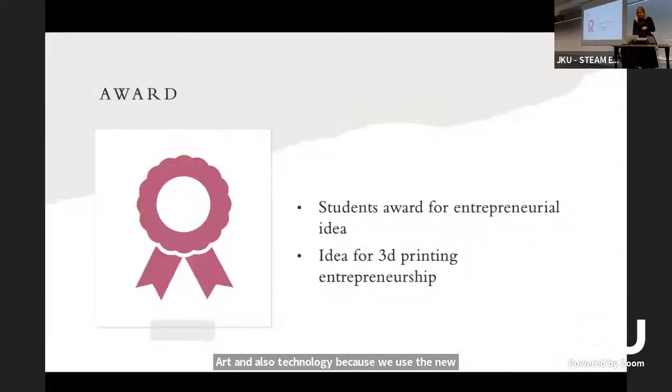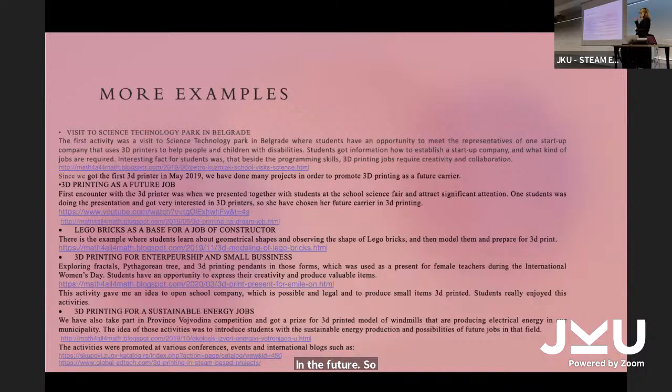3D printer. This project was awarded at the local competition for students' entrepreneurial idea with the third place. And also this project was awarded at a small competition about female entrepreneurship. So it has a good potential to become commercial in the future. So these are some of my examples that I apply in the school.